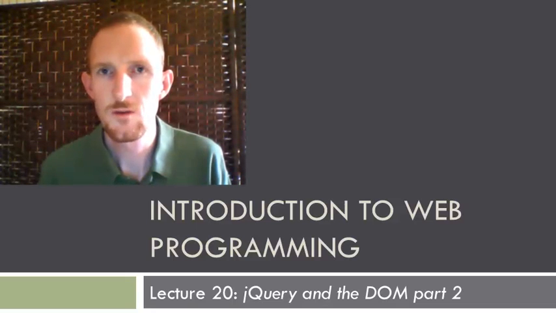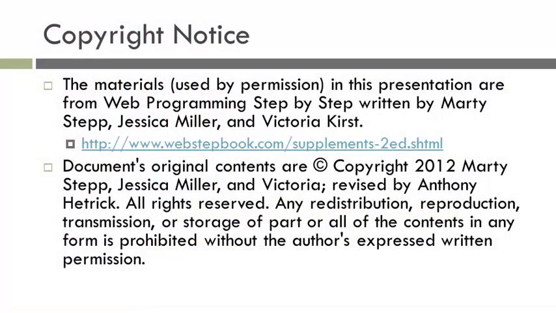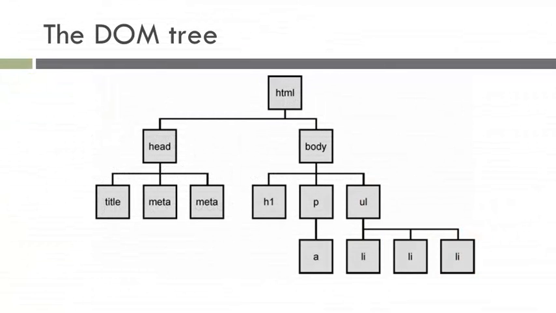In this video, we are going to continue our look at jQuery and the DOM. In this section, we are going to take a more in-depth look at the DOM tree. The DOM is a way of interacting with HTML elements in object form. The DOM tree is a tree-like structure that represents these HTML objects.